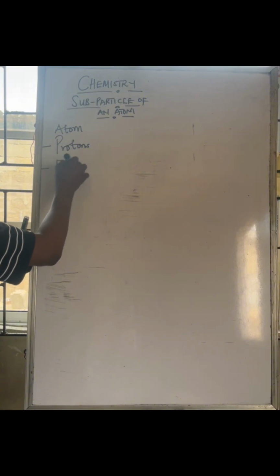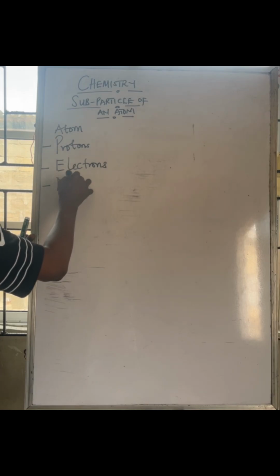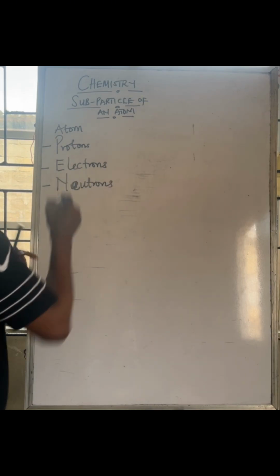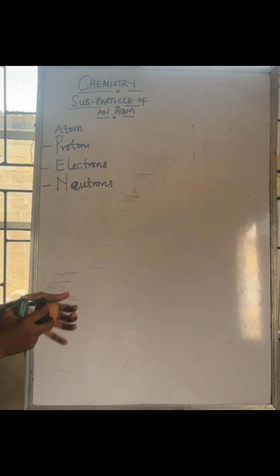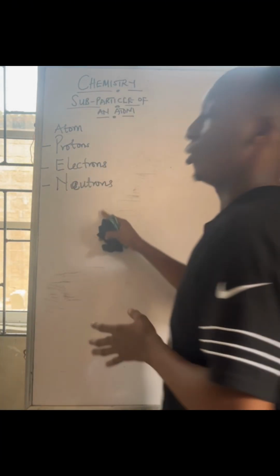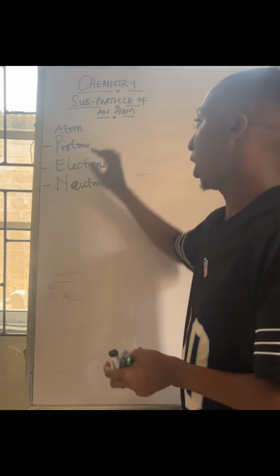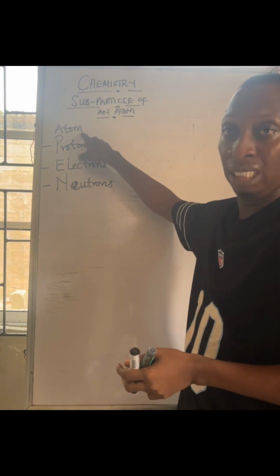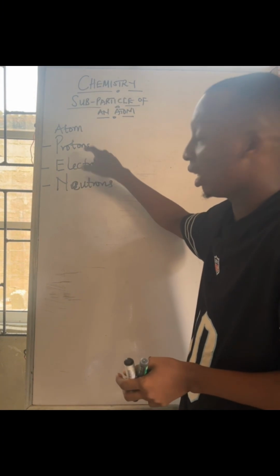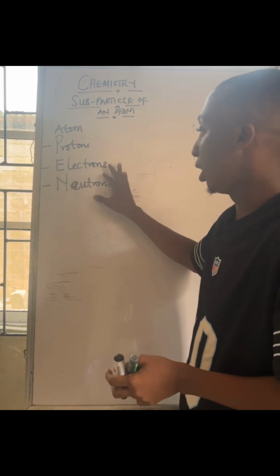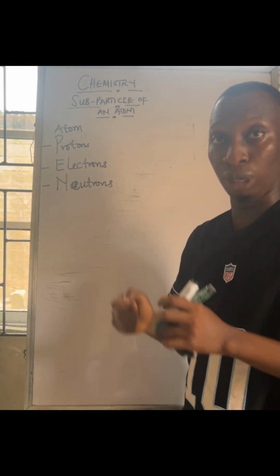the electrons, and the neutrons. So the atom of every element is made up of protons, electrons, and neutrons. No doubt, if you watch some of my videos, I had explained how to get the number of protons present in the atom of an element. I've explained how to get the number of electrons and the number of neutrons. So you'll see the reason we are having this class.